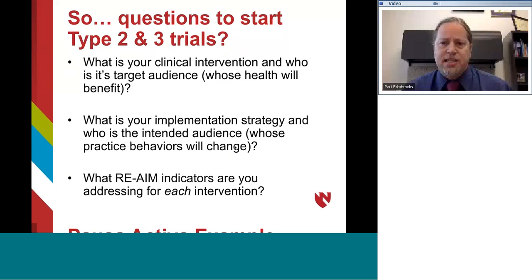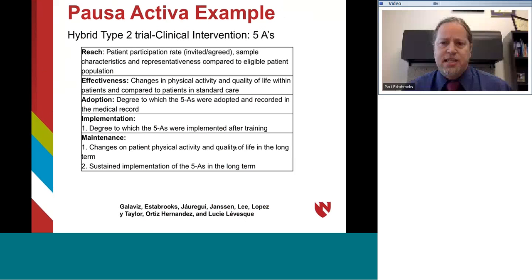And so I wanted to give a little example, and thanks to Carla Galaves, although her last name has now changed since she's married, Arredondo, and the team that did the POSA Activa intervention. With this one, it was a hybrid type 2 trial. I just wanted to give you an example of how we identified what RE-AIM dimensions we were going to assess, and then what the data was that was used for it.